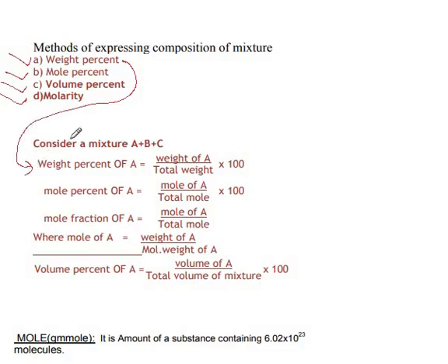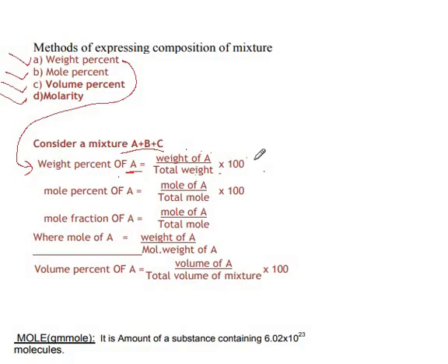Suppose we have a mixture of three compounds, A, B, C, with different chemical formulas. Then the weight percent of A means what? Weight of A divided by total weight into 100. Okay? Similarly, you can calculate the weight percent of B, that will be weight of B divided by total weight into 100. Similarly for C, weight of C upon total weight into 100. Like this, and all the weight percents add up to 100.